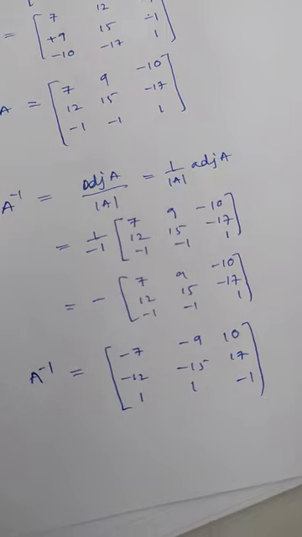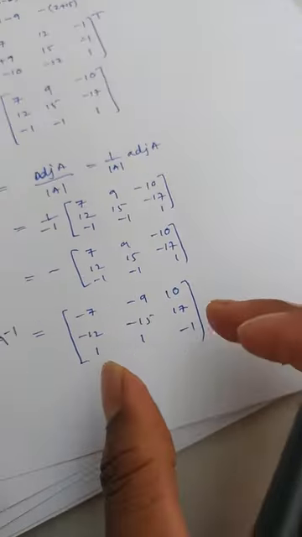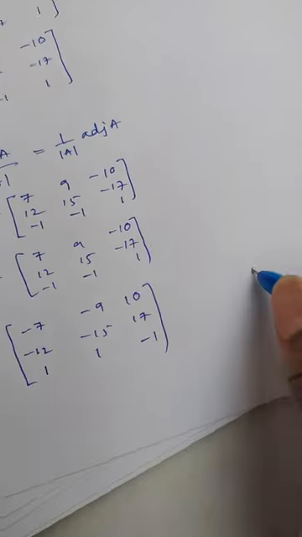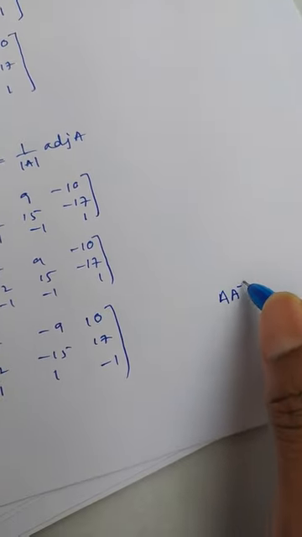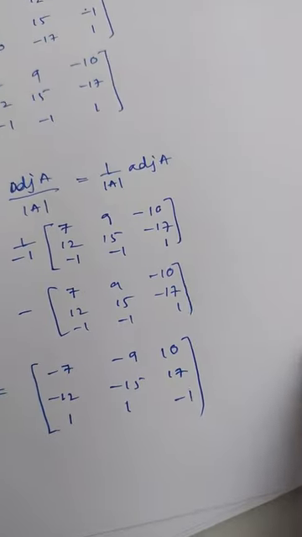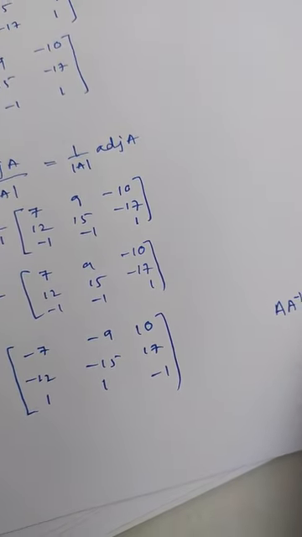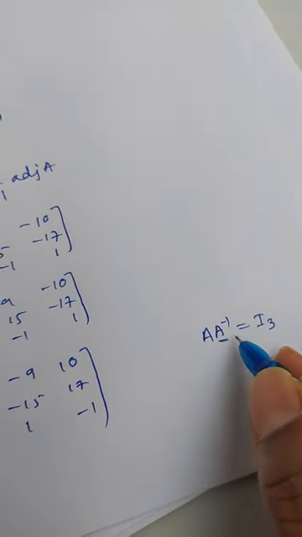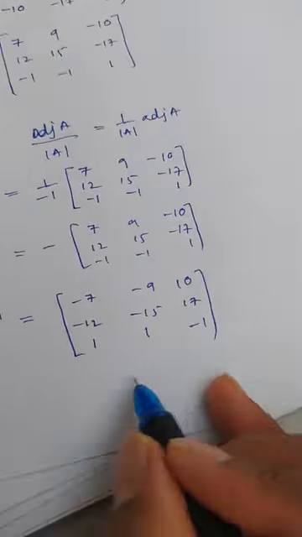And at the end of the problem, if you have any doubt whether it is the correct answer or not, just check A into A inverse. Multiply A and A inverse. If you get the identity matrix, then whatever answer you got is the correct answer. Okay.